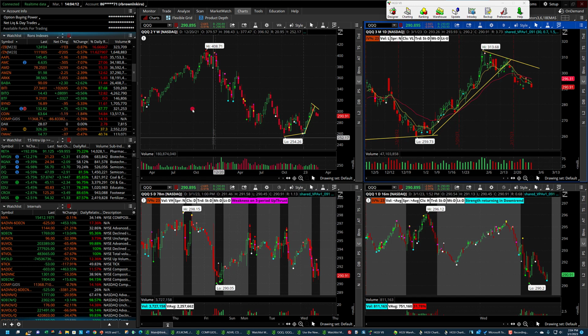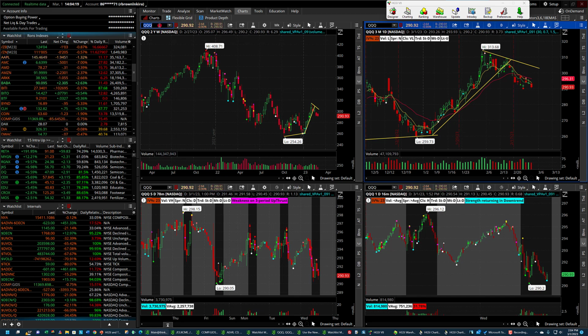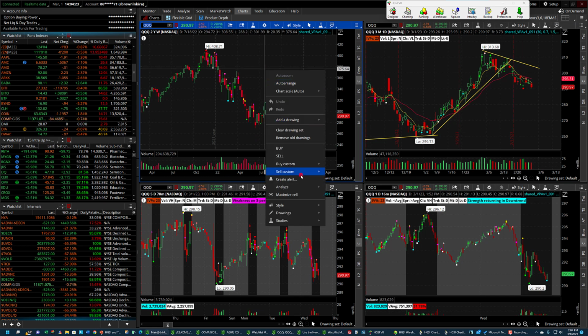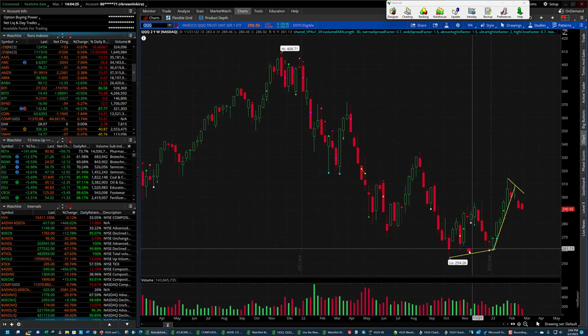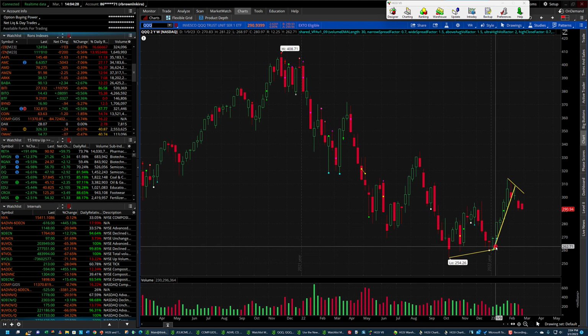Now I'm going to begin with Thinkorswim, just to show you what kind of market we're in today. This is the QQQ. This is the weekly chart. I'm going to maximize this, and you can see that I've drawn some trend lines on here on a weekly chart.